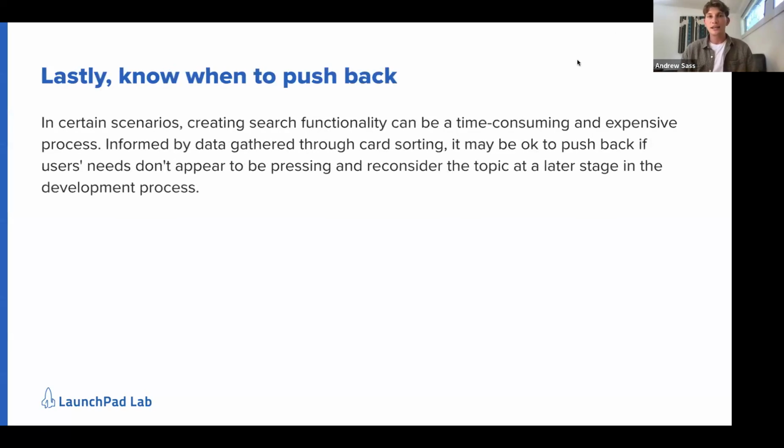And then the last one I would say is just know when to push back. So again, it's very time consuming and expensive to do search potentially, specifically if you're doing a global type of search. So informed by all that data that you gathered within card sorting, you have that backing now to push back if we don't necessarily think we need this feature right away, or we can do a pared down version of search. Great conversations to have, and having that data, knowing what users are looking for, will always help sell you down the road in that sense.